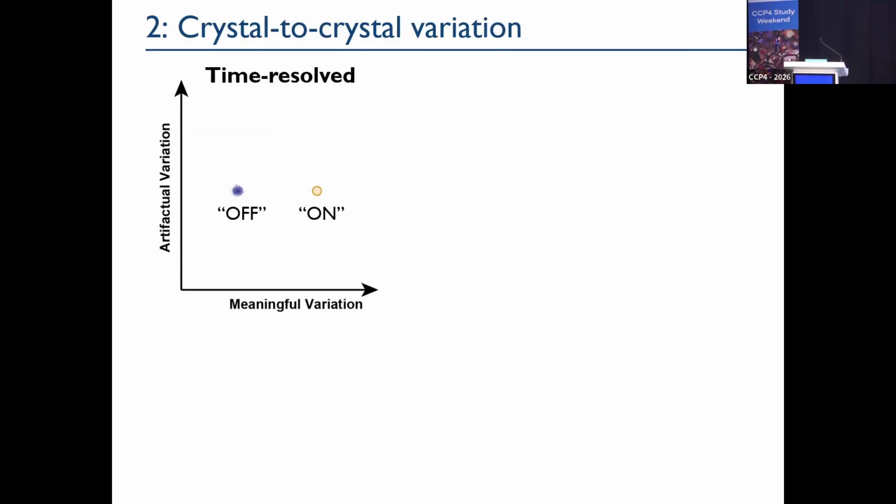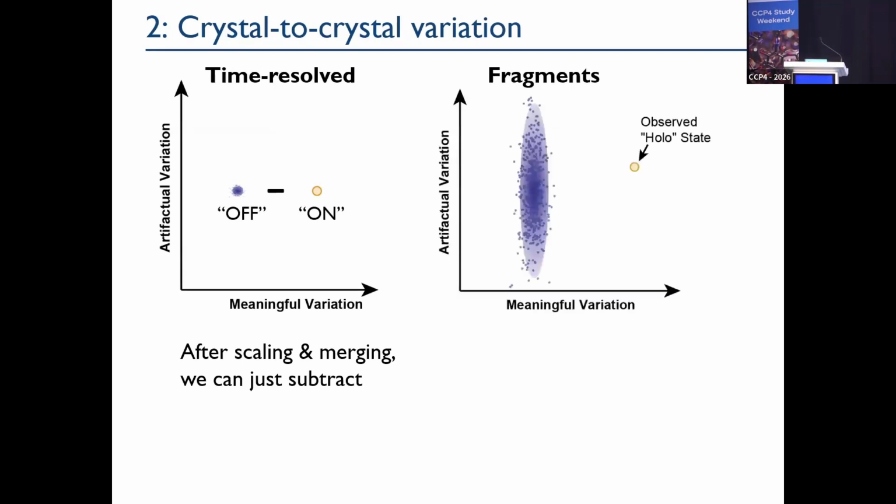So we don't have a lot of artifactual variation, and we can simply, in such a case, subtract the on from the off data, or the other way around, and obtain the difference maps that we can work with. As you all know, in fragments, you tend to have much more systematic variation across crystals to deal with. So if you have a data set with a meaningful signal that you want to detect, the challenge is to find an appropriate reference that can serve as the reference point that you want to subtract.